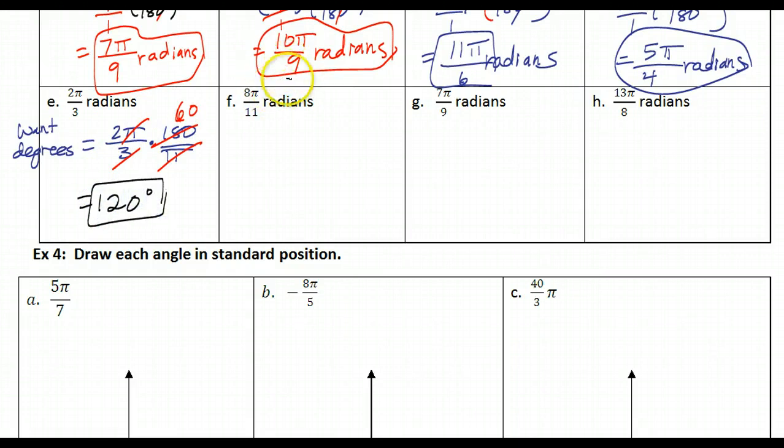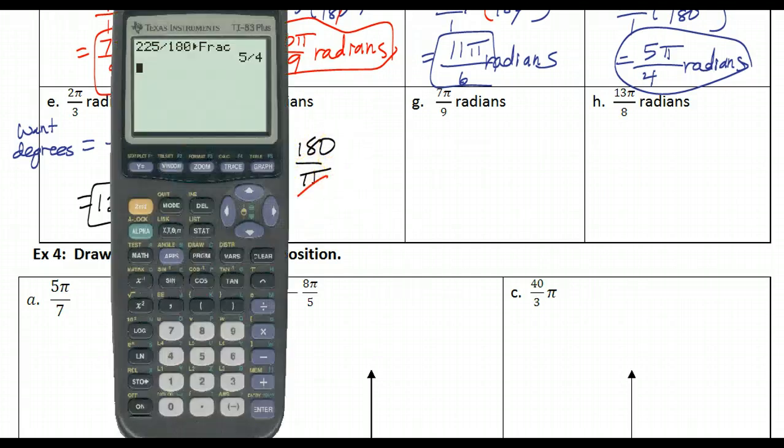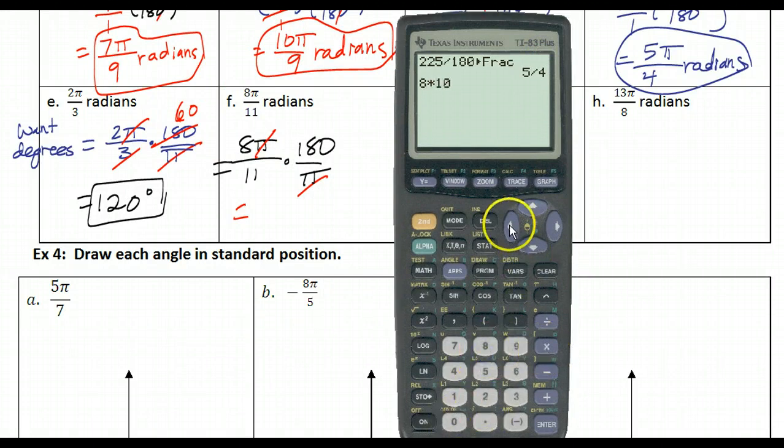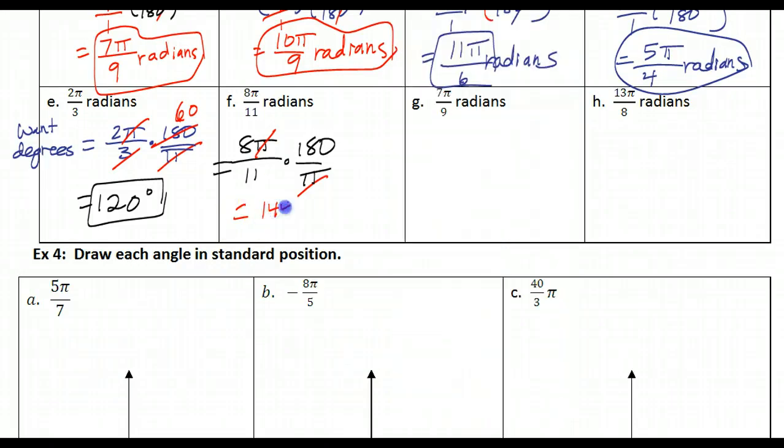Let's do another one. 8 pi over 11 times 180 over pi. And now this one, the pi's cancel, nothing else cancels. So here's where maybe I'm going to use my calculator. This is one that's harder than what you would have to do by hand. So I'm just going to type in my 8 times 180 and then divide by 11. So 1440 divided by 11. But again, we want it in the lowest reduced fraction form, which in this case is just 1440 over 11.